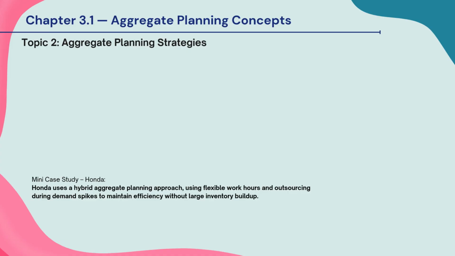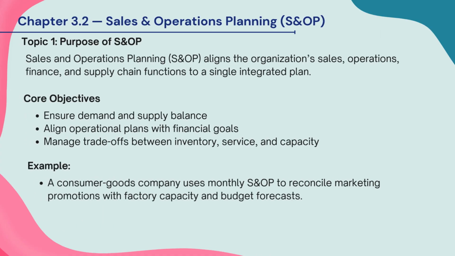Hybrid strategy combines both to balance cost and stability, though it's more complex to manage. The Honda example shows how companies use a hybrid approach, using flexible work hours and outsourcing to meet demand spikes without building excess inventory.